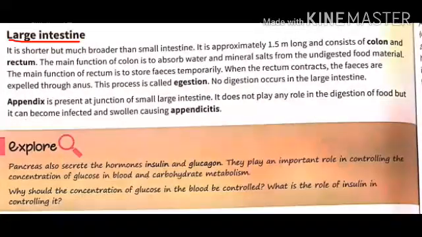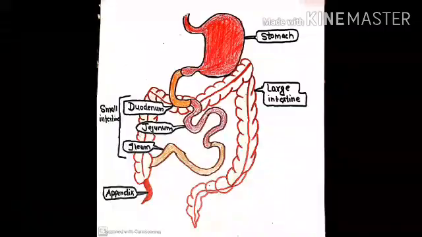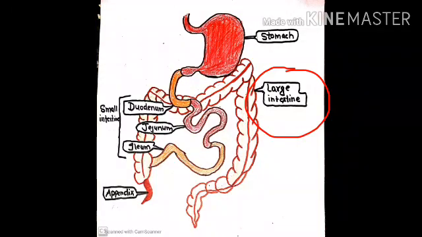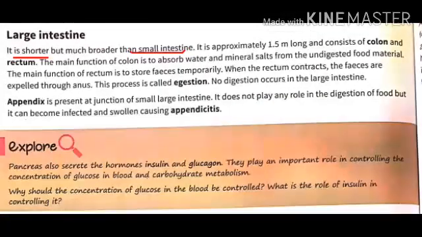Next topic is the large intestine. The large intestine is the final section of the gastrointestinal tract. The large intestine is much shorter than the small intestine, only about 1.5 meters long. Then why is it called large? Because it is much wider or broader than the small intestine. That's why it is called the large intestine. It is reddish brown in color. It consists of the colon and rectum.